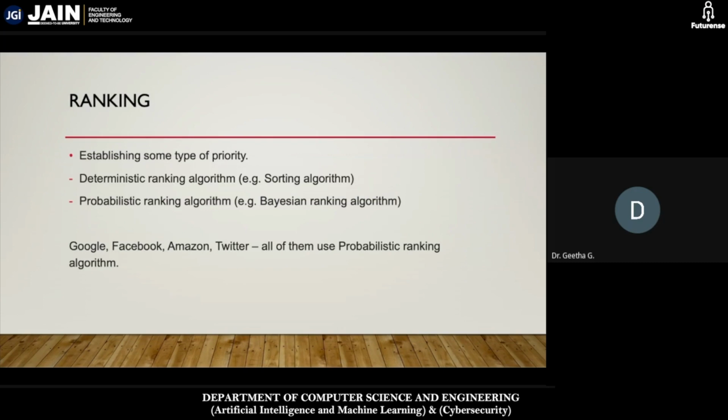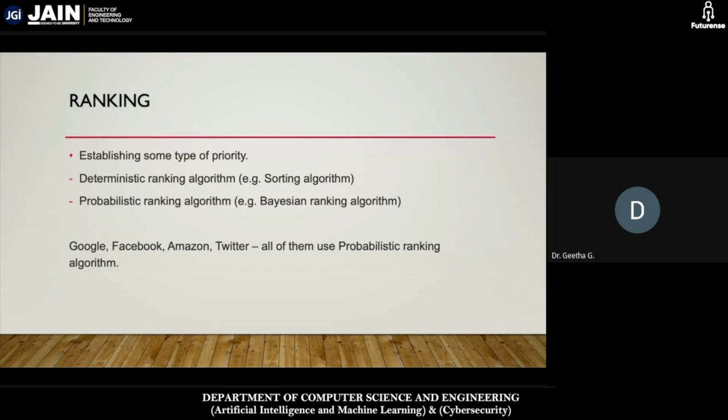Assume in a classroom there are 100 students. I'm giving a test to all of you. I want to rank the students. A simple sorting technique is enough, which is a deterministic ranking algorithm. A simple sorting. There are different sorting algorithms. I think you must have already studied or you're going to learn. There are different sorting techniques: bubble sort, merge sort, quick sort, so many sorting algorithms. So you can resort to any of the sorting algorithms to determine the ranking.